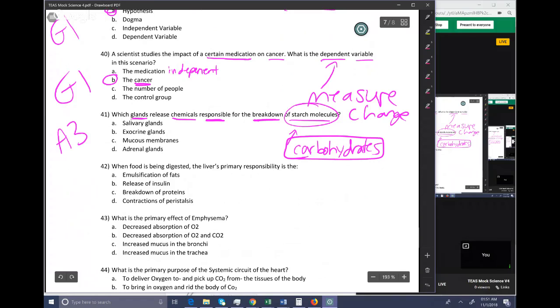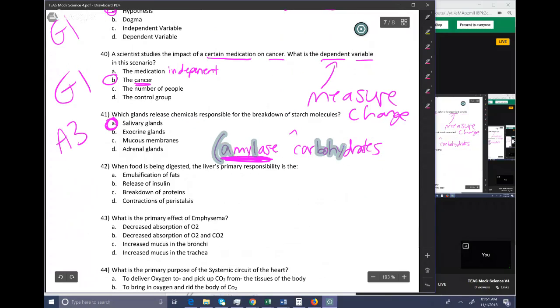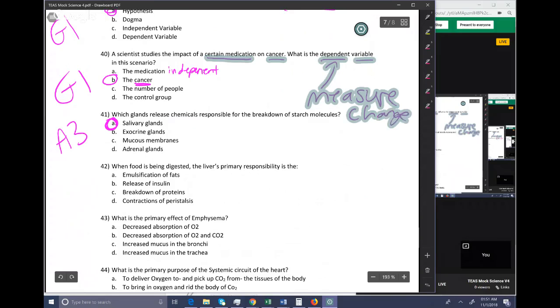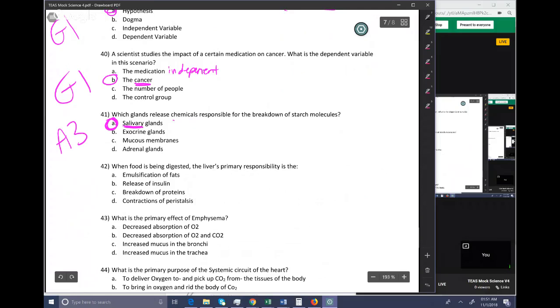This question actually has a lot going on with it. When you think of carbohydrates and starch, your first thought might be amylase. That was my first thought. They are asking about amylase. The problem is they're asking which glands release the chemicals that are responsible for that. The chemical would be amylase, the enzyme. The gland that releases amylase that they have listed here is salivary glands. Salivary are not the only glands that release amylase, but they will never put 2 choices there at the same time that would both be possible. So you'll almost always see salivary when you're trying to talk about amylase.